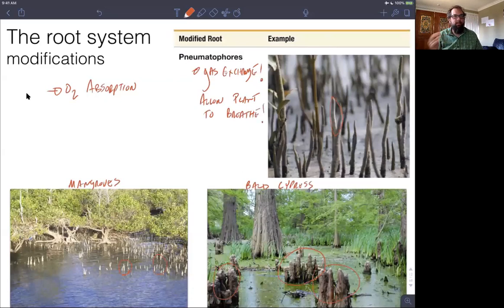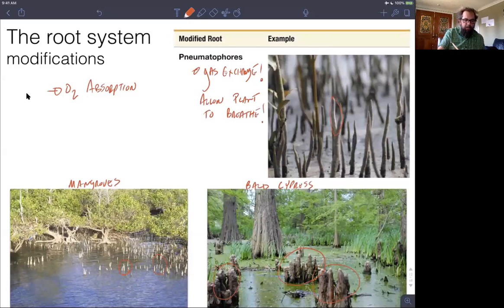Without these, it's important to recognize that these plants actually would drown. And so if you overwater a plant that doesn't have this adaptation, like an oak tree or something, if you put that oak tree in standing water for too long, it will drown. So the cells won't get oxygen and they'll die. And so plants also need to breathe, and pneumatophores are one way that this occurs in these aquatic or semi-aquatic environments.